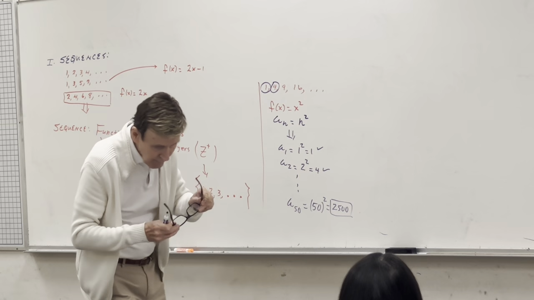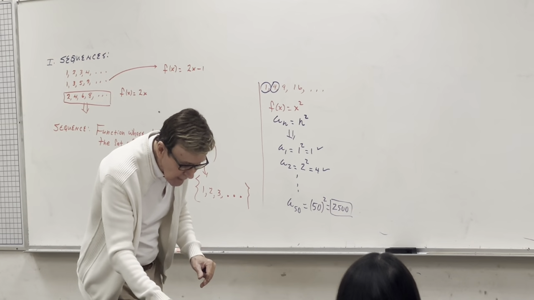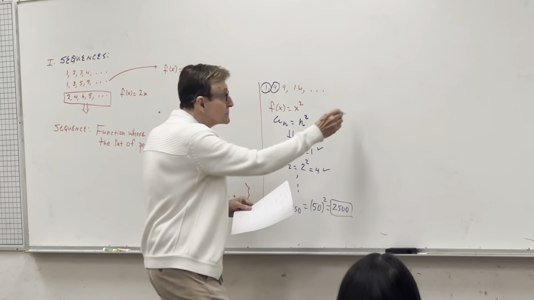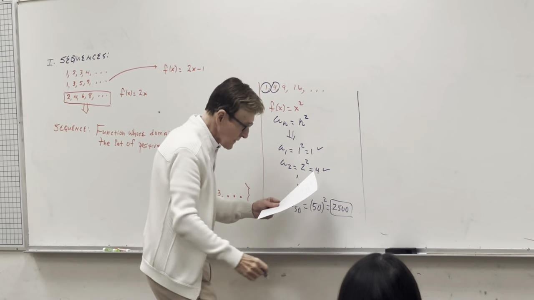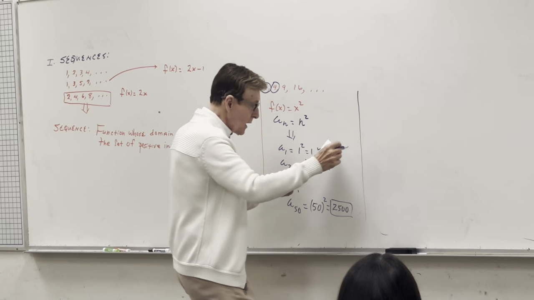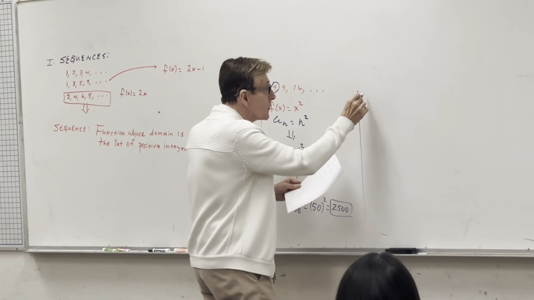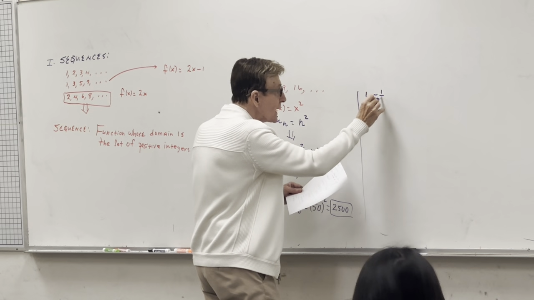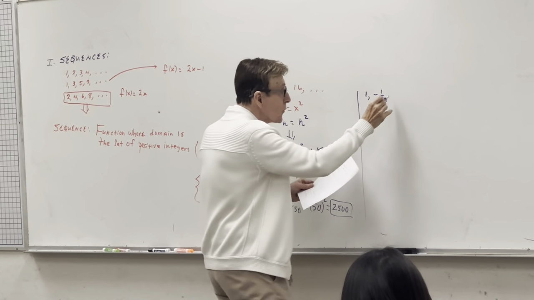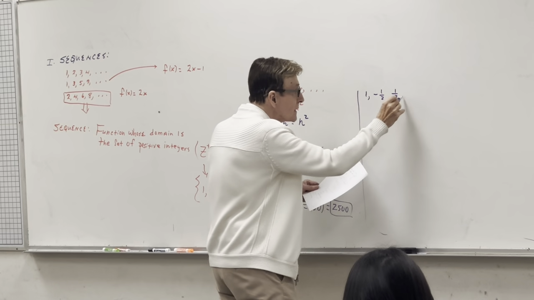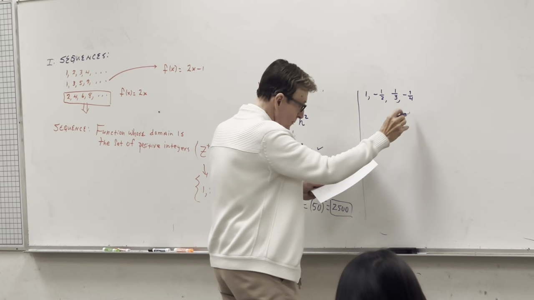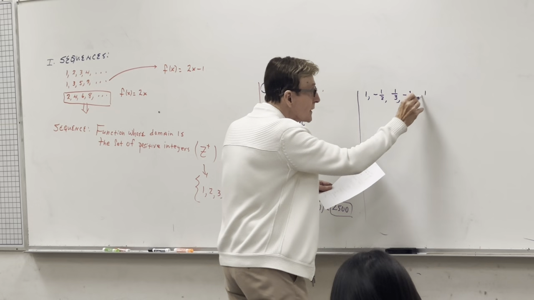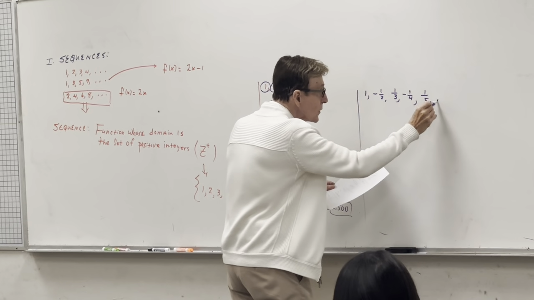Okay, well, something else before I jump into the handout. We're going to help you out with this one, lead you into something here. I got, oh, beautiful: 1, negative 1/2, 1/3, negative 1/4, 1/5, and so forth and so on.